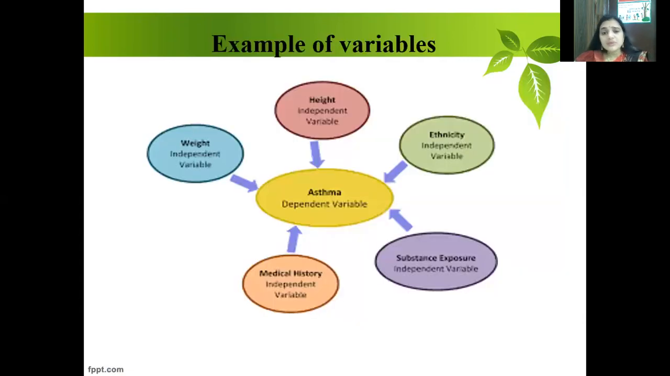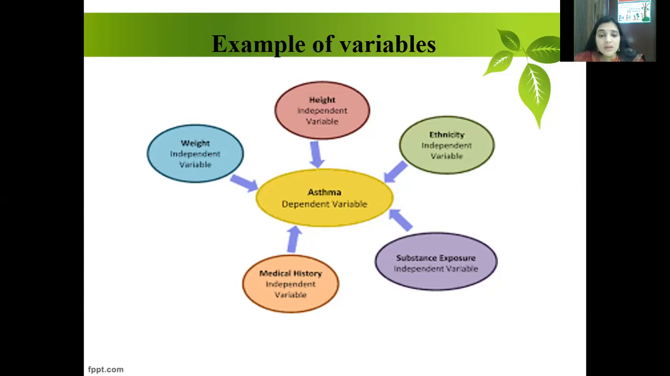Example of variables. For example, you are talking about a patient who has asthma or not. Asthma is a dependent variable and it would be dependent on so many things, like what weight the person carries. That is also an independent variable. Height, independent variable. Ethnicity, independent variable. Subsequent exposure, that is an independent variable. And medical history, these all are independent variables, and on the basis of these, we'll be able to identify whether the patient has asthma or not. On these bases we can actually decide. So this is how we'll be deciding dependent and independent variables.